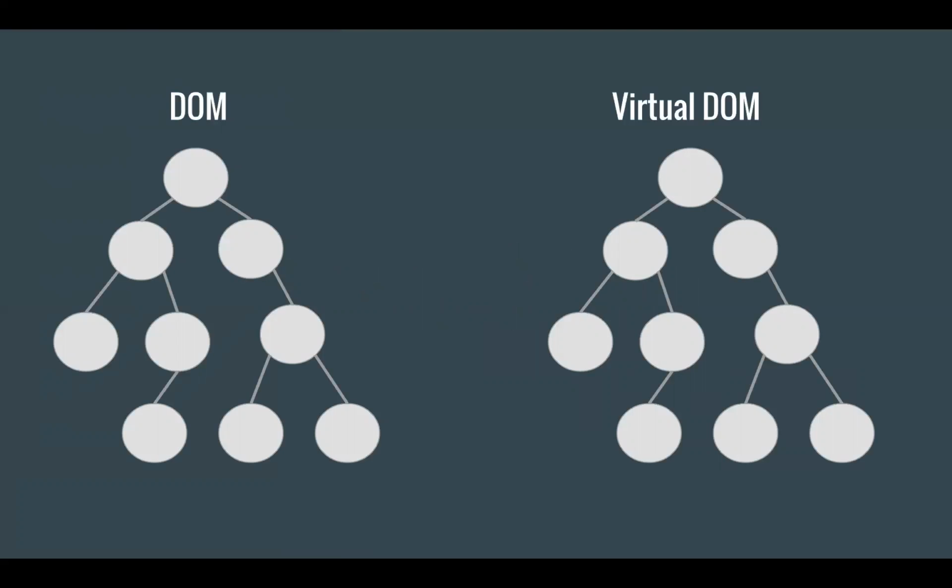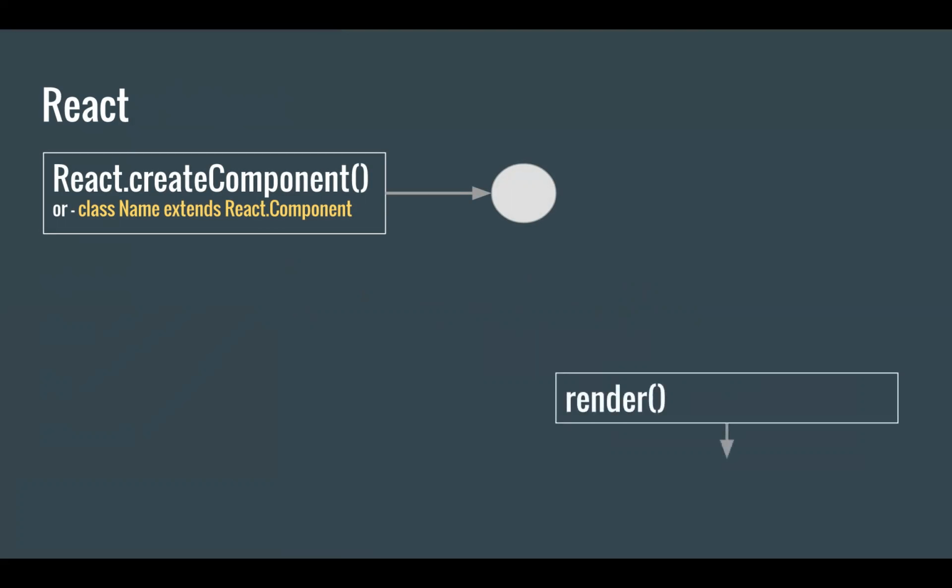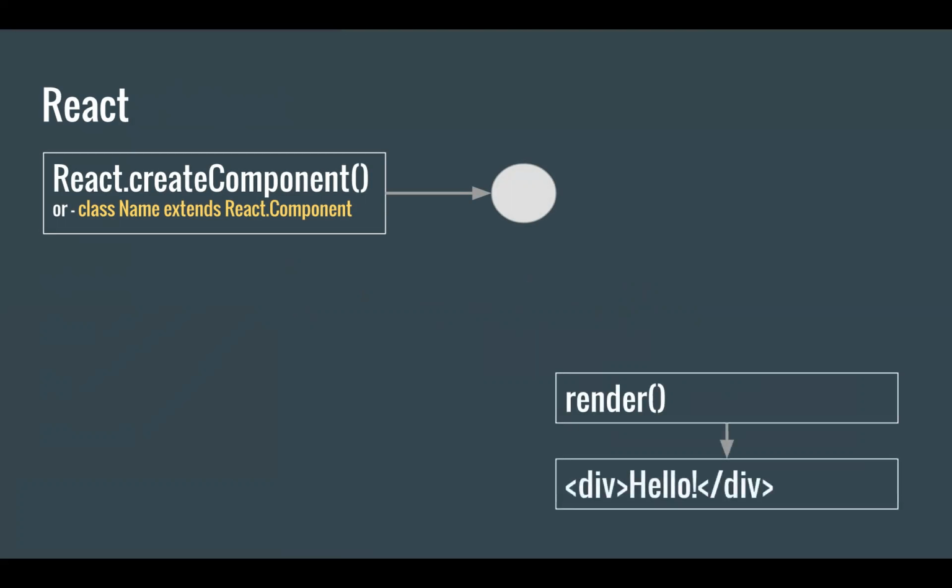And it uses this to its advantage to be able to create nodes in memory that match what's being seen in the DOM. So in order to create a node, and this is the actual stuff you can use to start creating something, you call createComponent in React, or you extend the React.Component class, and then it'll call the render method in that class that you create to actually render some element onto the page.